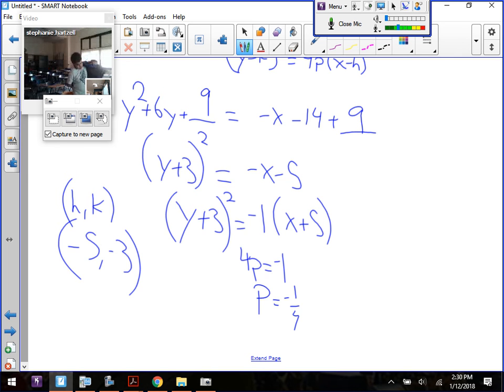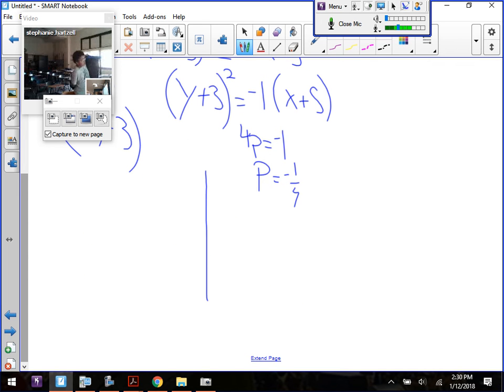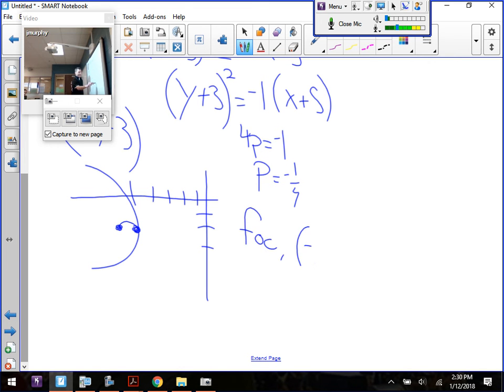So when I graph this out, I'm going to be at negative 5 and negative 3. There's my center. The p-value means that we know it's going to have to open to the left because it's negative. So the focus is just moved over a fourth. What's a fourth more to the left of negative 5? Yeah, so your focus would be at negative 5 and a fourth, comma, negative 3.